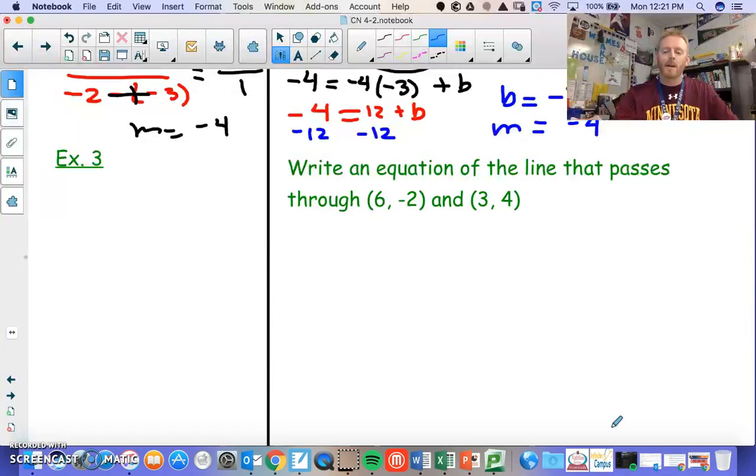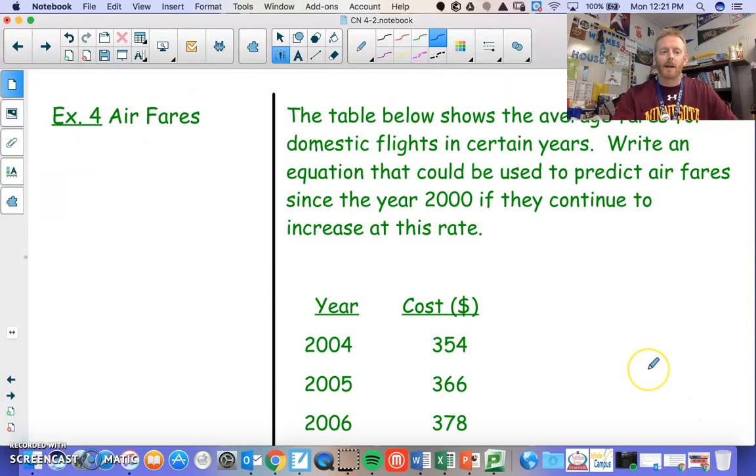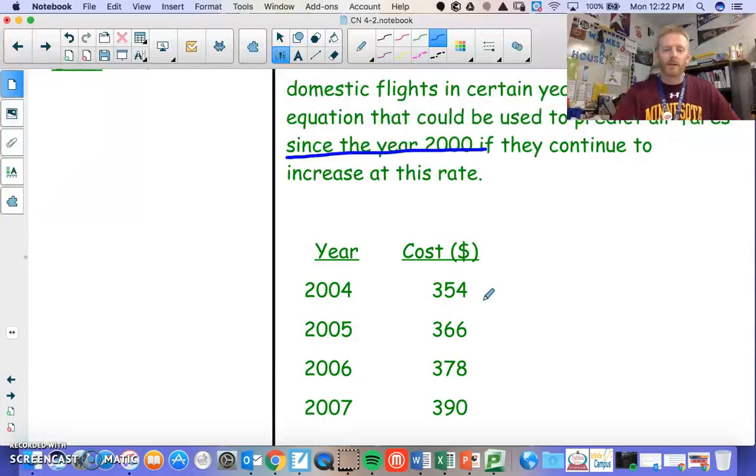All right, here's our last example. The table below shows the average fares for domestic flights in certain years. Write an equation that could be used to predict airfares since the year 2000. That's a pretty important piece of information. If they continue to increase at this rate. So let's check this stuff out.